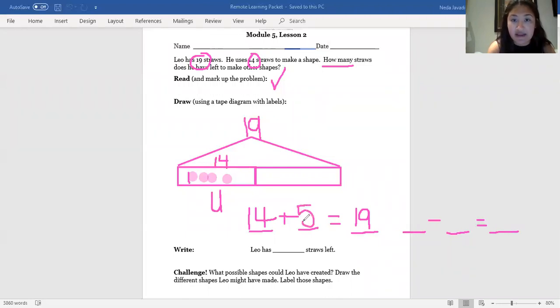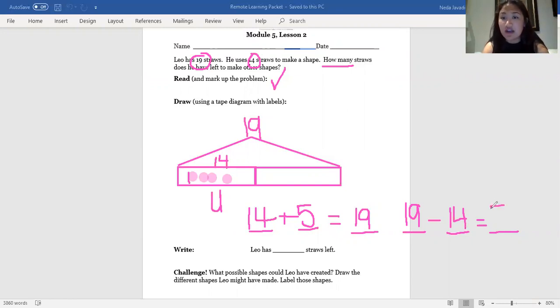I'm going to fill it in on my number sentence. Now, if we're going to use a subtraction number sentence, do we need to start with the part or the total? That's right. We need to start with the total. So my total is 19. So I'm going to write 19 first. And then we're going to subtract or take away a part of 14. Now we can either grab 14 and count up to 19, or grab 19 and count down 14. On your own, pause the video and either count up or count down.